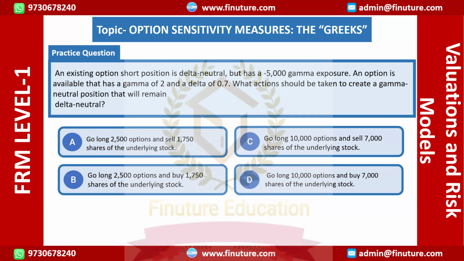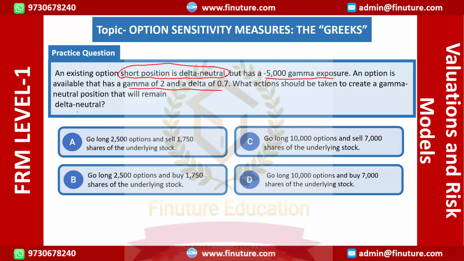So there is an existing short position which is delta neutral, a very important piece of information, that has a minus 5,000 gamma exposure. So some short position, which is delta neutral, but it has negative 5,000 gamma. An option is available that has a gamma of 2 and delta of 0.7. What action should be taken to create a gamma neutral position that will remain delta neutral?